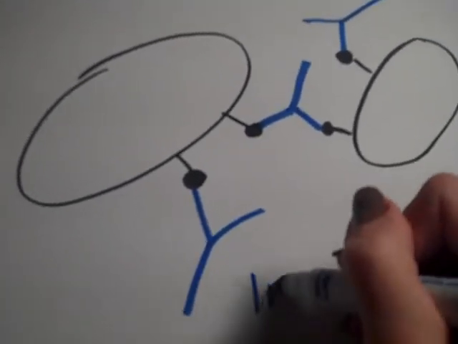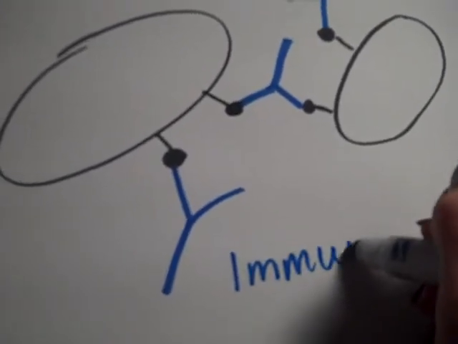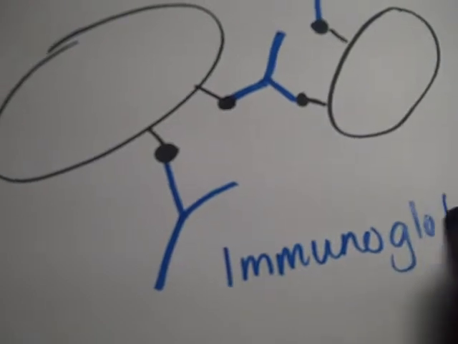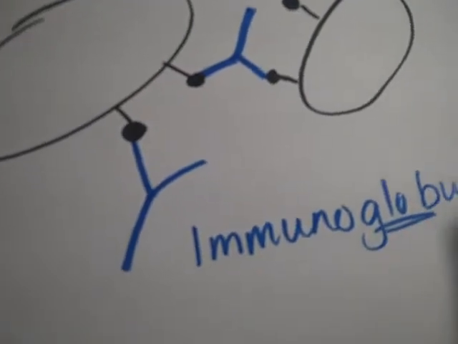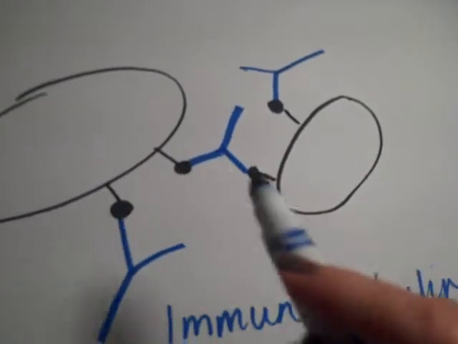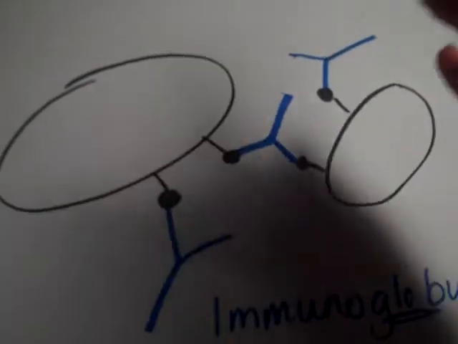Hence the name immunoglobulin. So they kind of muck up the plans of the pathogens by kind of bunching them all together.